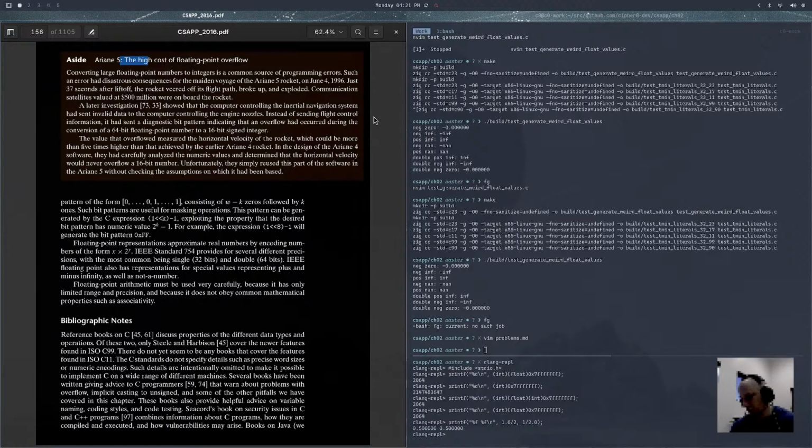The value that overflowed measured the horizontal velocity of the rocket, which could be more than 5 times higher than that achieved by the earlier Ariane 4 rocket. In the design of the Ariane 4 software, they had carefully analyzed the numerical values and determined that the horizontal velocity would never overflow a 16-bit number. Unfortunately, they simply reused this part of the software in the Ariane 5 without checking the assumption on which it had been based. That's a cool little story. Always check your assumptions and comment your code, because people who come after you need to know what the hell you were thinking when you wrote it.